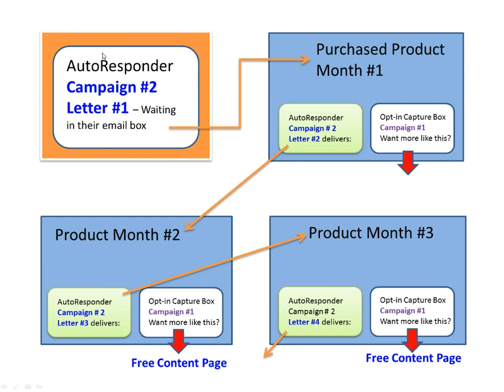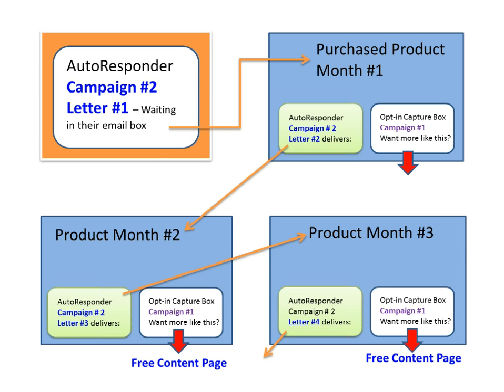Okay, now this isn't a page. This is just showing you with your autoresponder. We spoke about this just a second ago. Campaign number 2, letter 1, tells you that your product is waiting for you in your email. And basically, when they go to the email, they're going to see that letter. Then they click on the link in the letter, and it takes them right here to purchase product month 1.